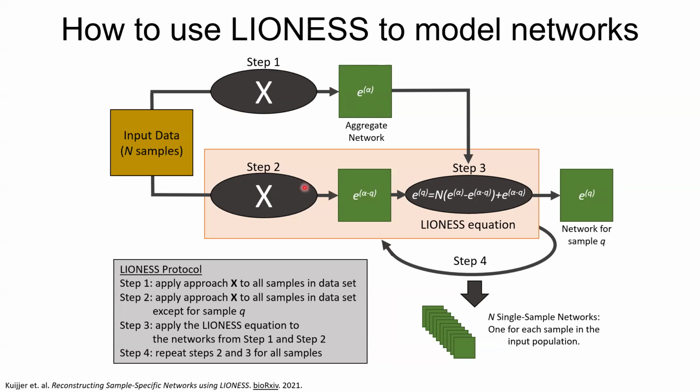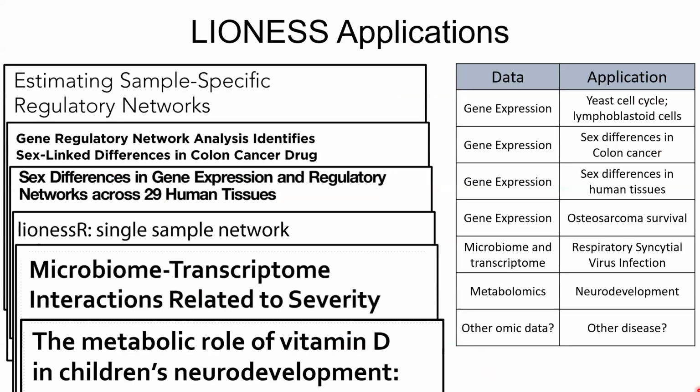For the next step, apply that exact same approach, except apply it to all except for one input sample, the sample of interest, sample Q. Then apply the Linus equation, and this will allow you to infer the network for sample Q. By repeating again and again, once for each sample in the input population, you can infer a set of corresponding sample-specific networks.